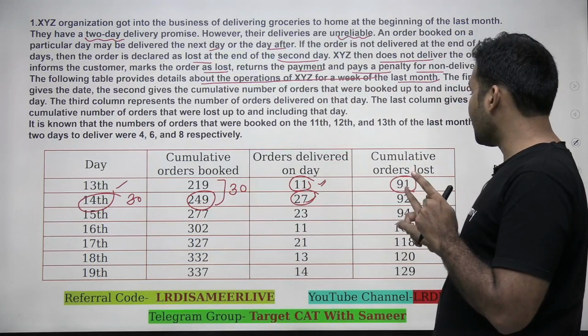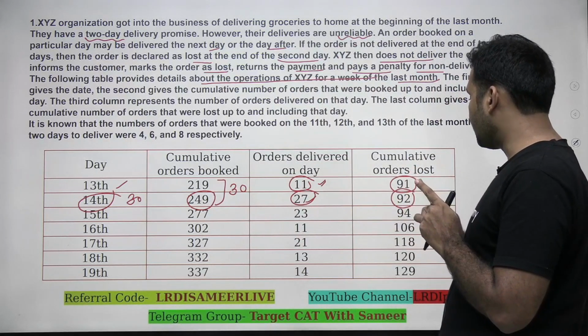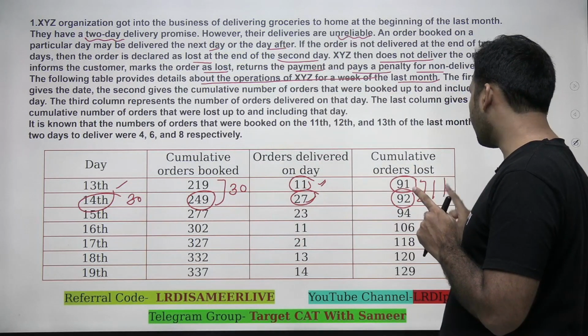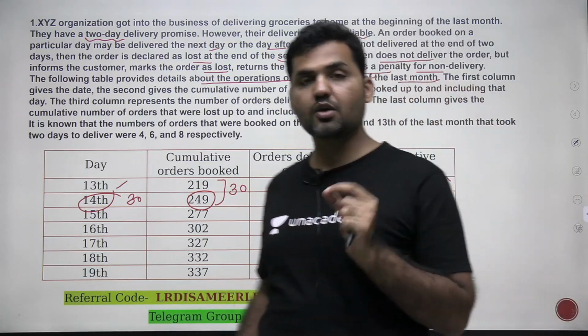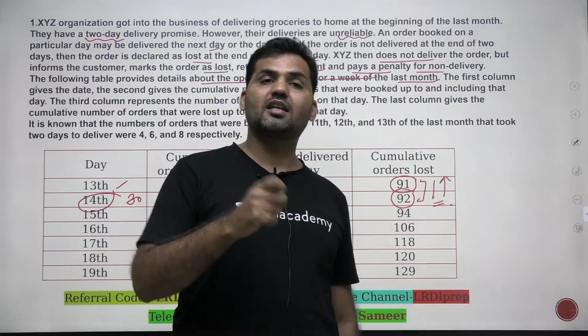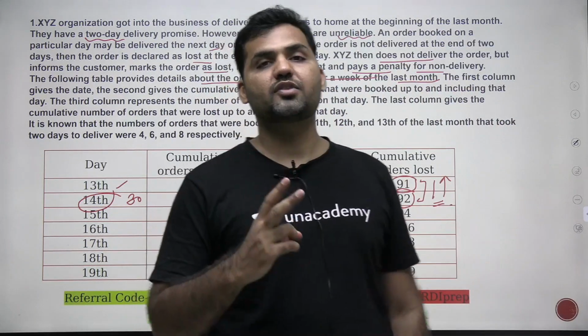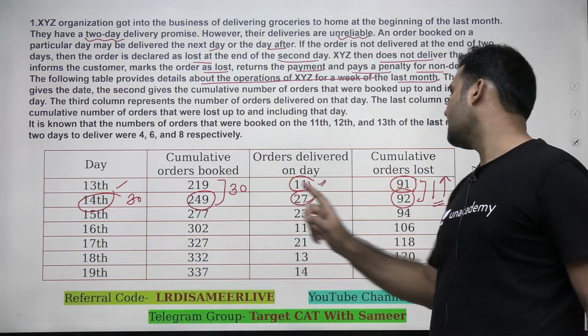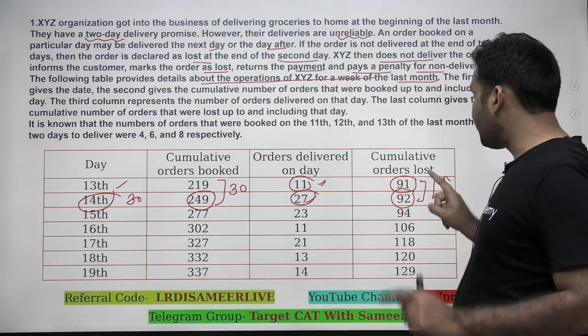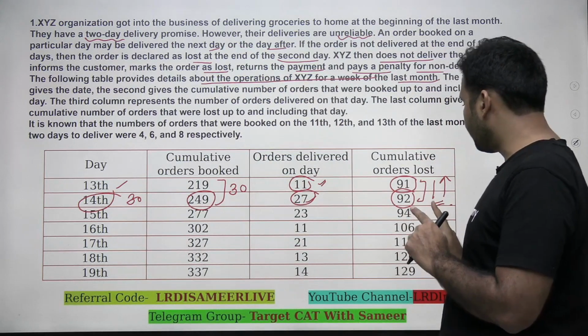Now you see that total number of cumulative lost are 92. Now there is an increase of 1 in the order lost. Now when do you count an order as a lost order? When the delivery does not happen after 2 days. So can I say that if on 14th I'm increasing the cumulative order lost by 1.